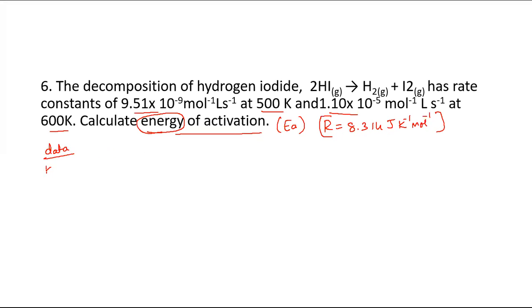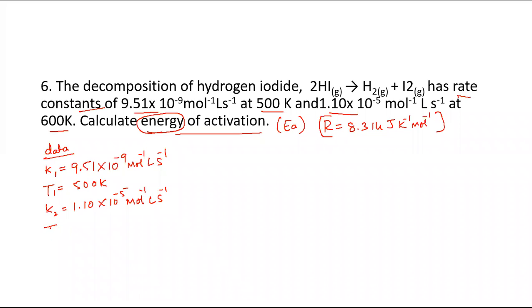The given data is K1 is equal to 9.51 into 10 to the power of minus 9 per mole liter per second. See, they have given rate constants here. What is the symbol for rate constant? K. Okay, so initial. And what is its temperature? 500 Kelvin. Similarly, K2 is 1.10 into 10 to the power of minus 5 per mole liter per second, and T2 is 600 Kelvin, right?